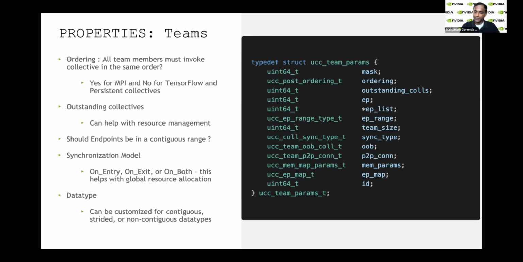So P2P connection is a way to do resource sharing between a point-to-point library and a collective library. Memparams is a way to attach a memory to the team. This is particularly useful for something like a PGAS.